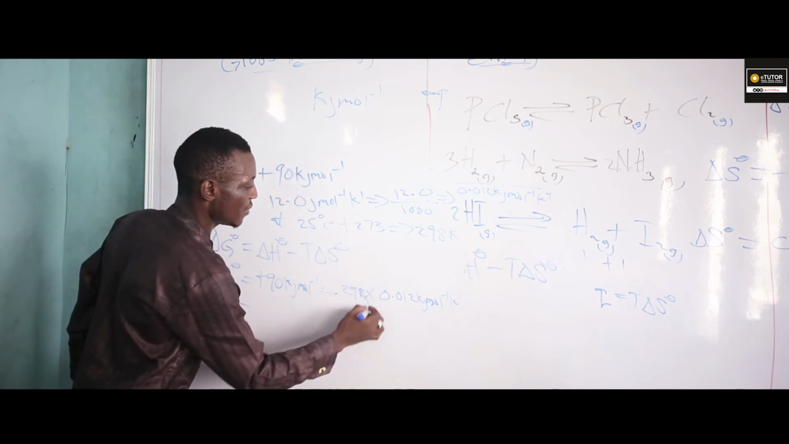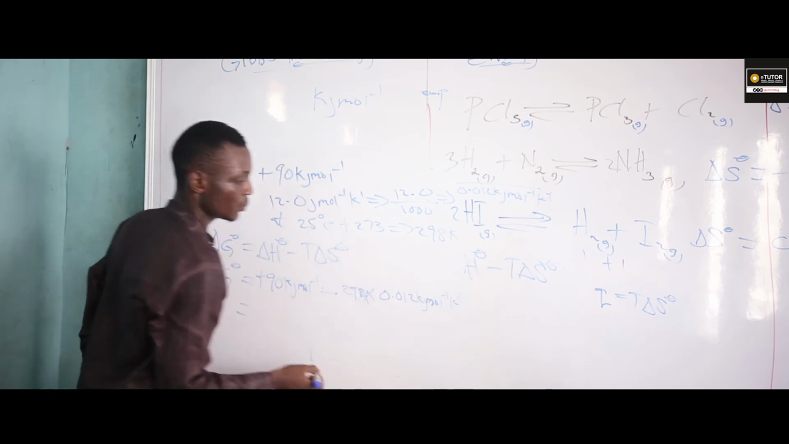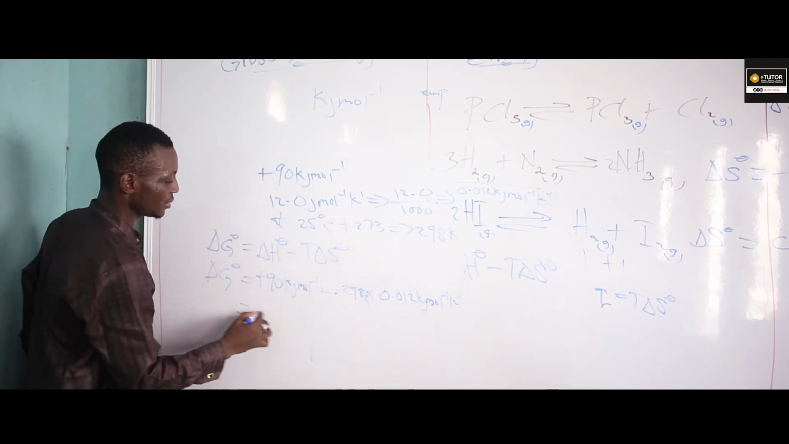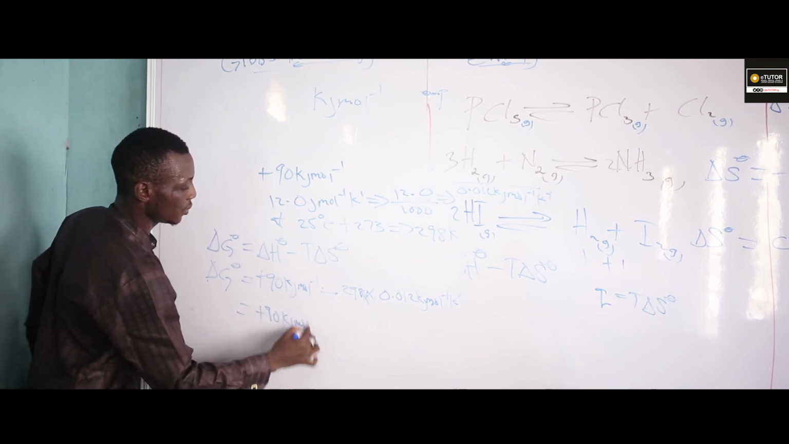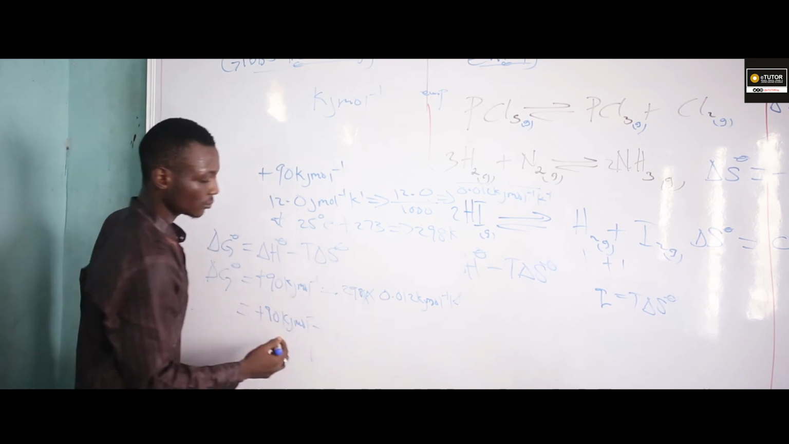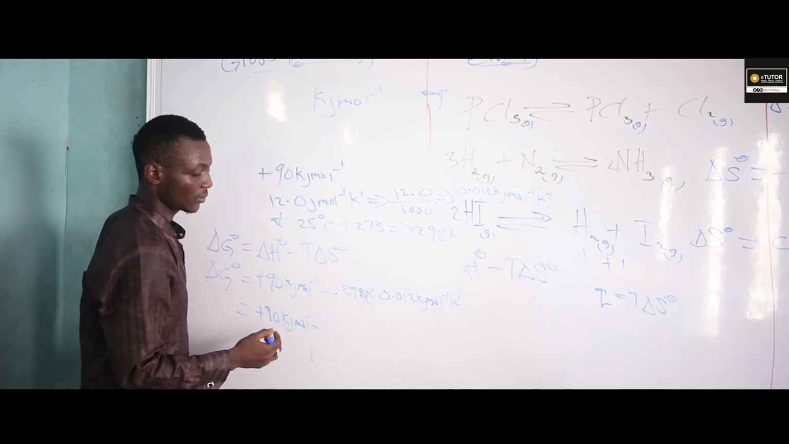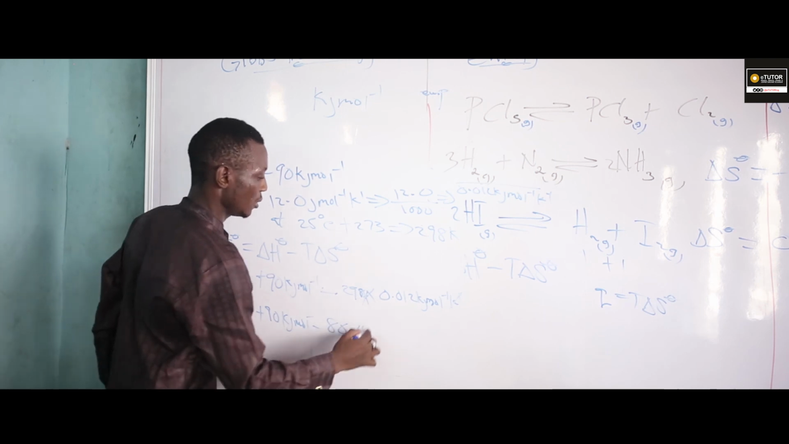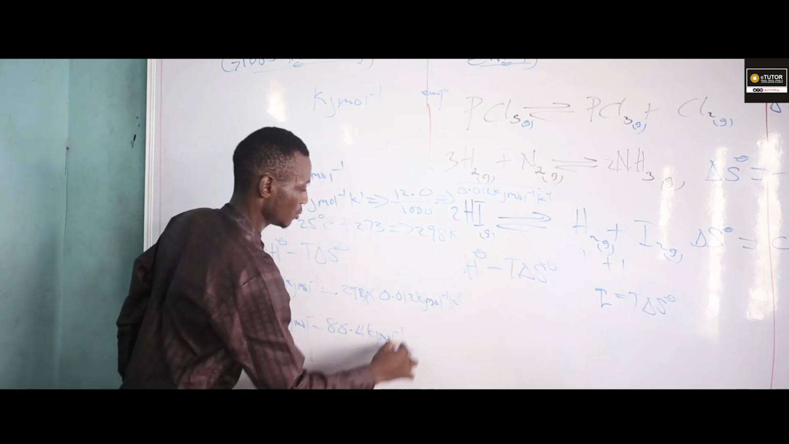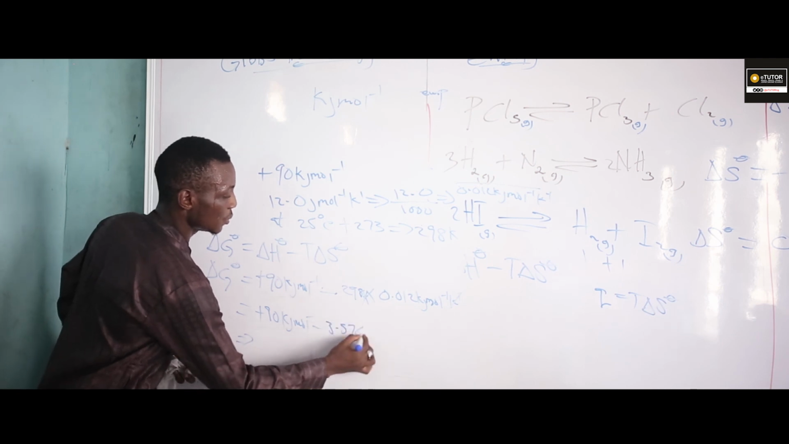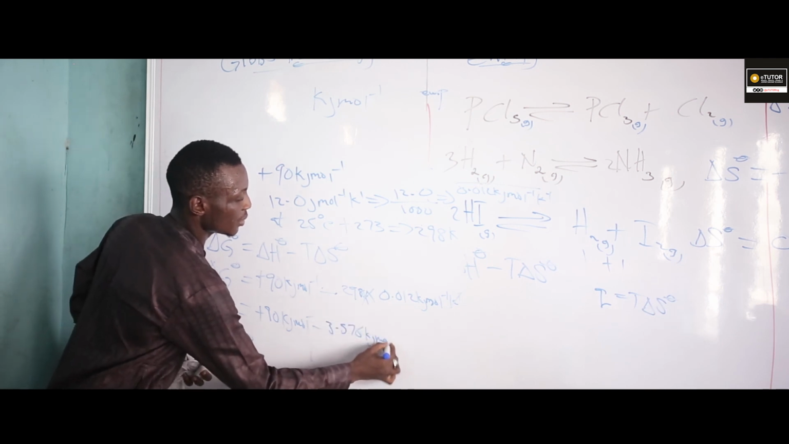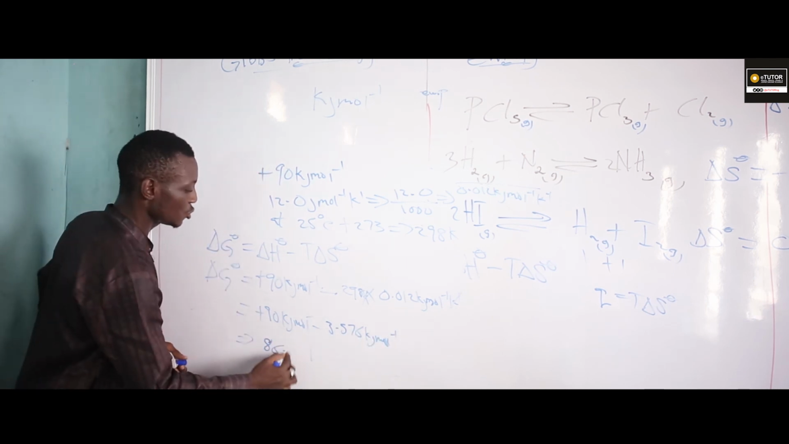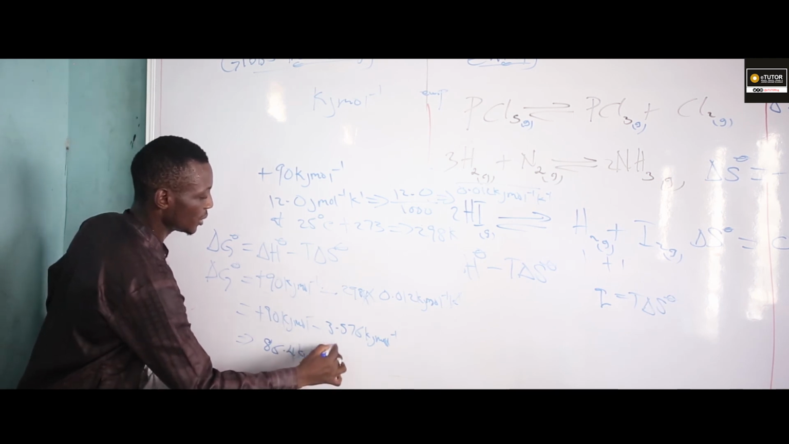Now look here, I'm having Kelvin here. Kelvin is going to cancel per Kelvin. I'm going to be left with kilojoule per mole. So let me do it: plus 90 kilojoule per mole minus 3.576 kilojoule per mole. So what is the final answer? 86.4 kilojoule per mole.